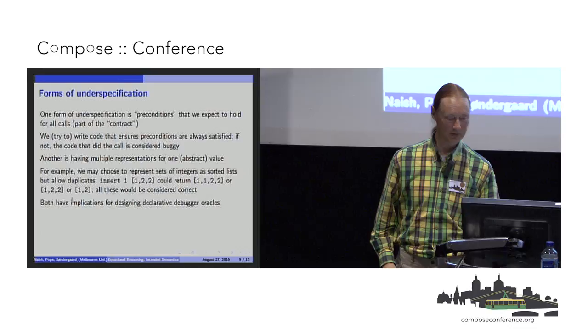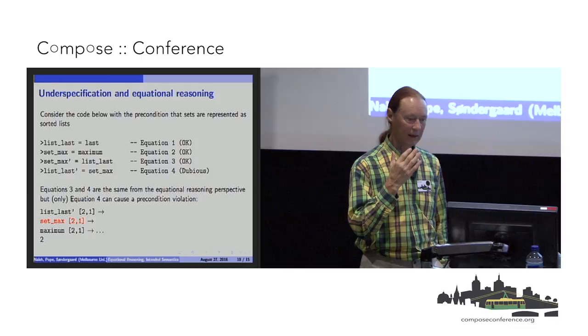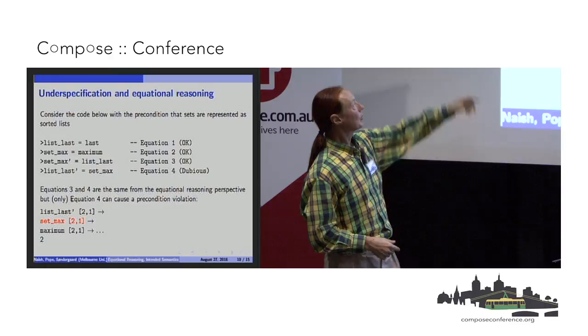So let's see what happens when underspecification and equational reasoning get together. Here's, again, some very simple code. These are curried definitions, so we've got list last. Implicitly, this says list last of x equals last of x. So we're using last and maximum, which are Haskell prelude functions that are built in.